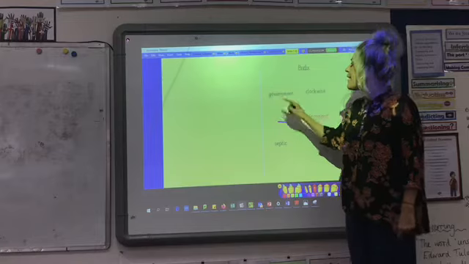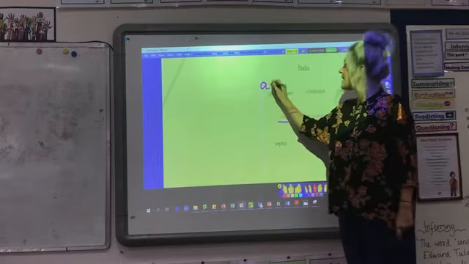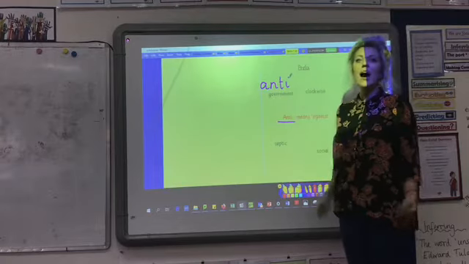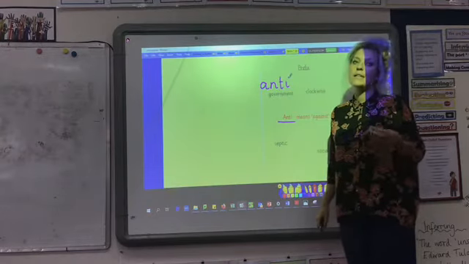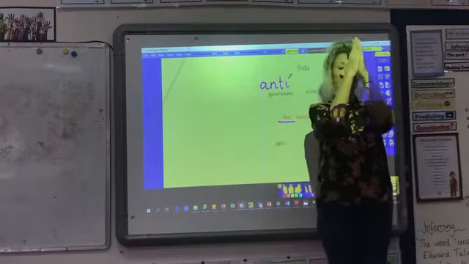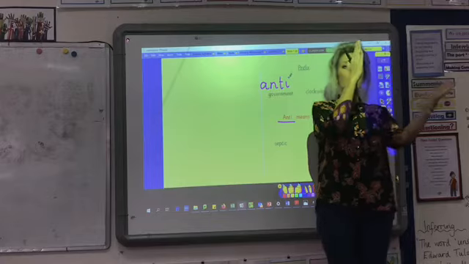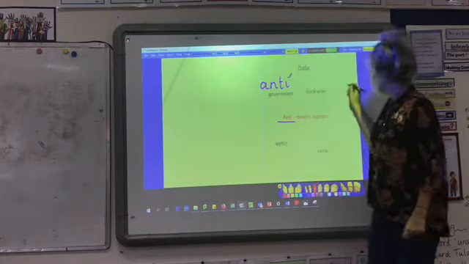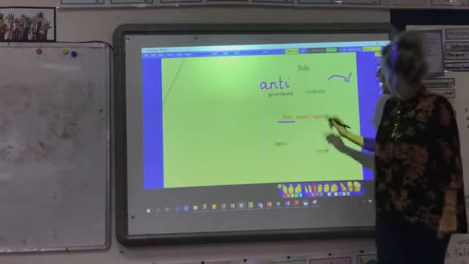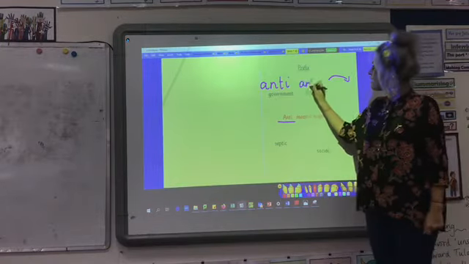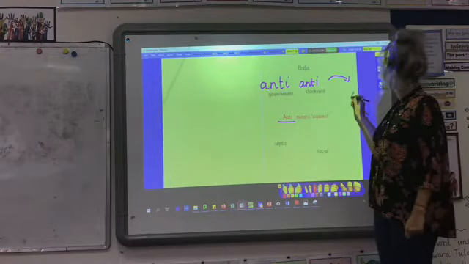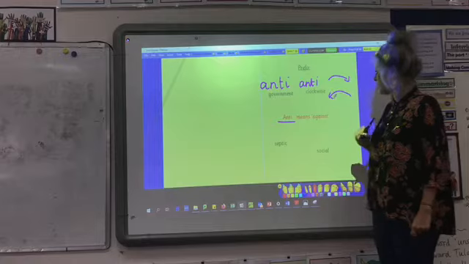So, if somebody is anti-government, it means they are against the government. They disagree with the government. We all know that the hands on a clock turn clockwise. And this direction is clockwise, okay? If we say something turns in an anti-clockwise way, it turns the opposite way, against the clockwise way.